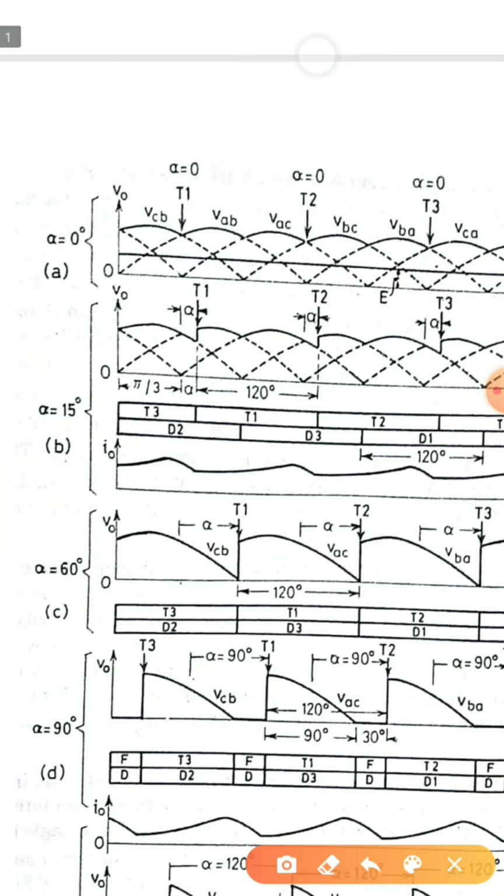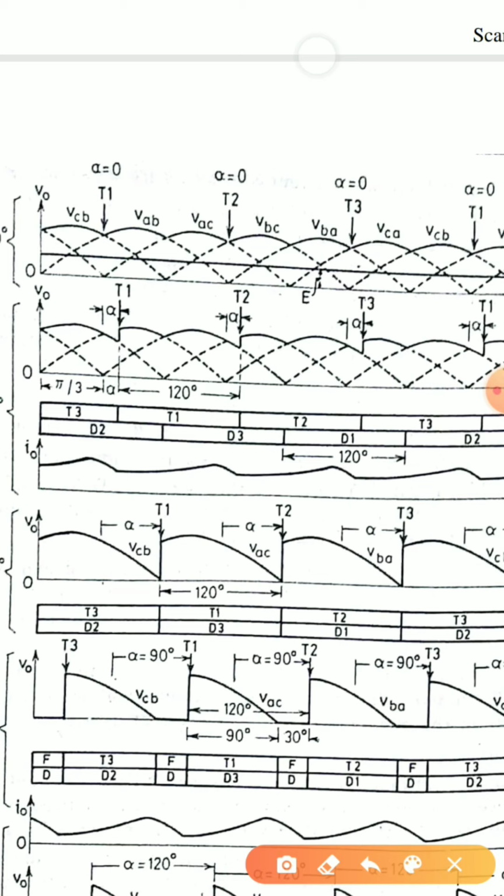Here we can clearly see that thyristor T1 will conduct for VAB and VAC. Thyristor T2 will conduct for VBC and VBA, and T3 will conduct for VCA and VCB. Now let us start here. Thyristor T1 is conducting at this duration, so it will conduct for VAB and VAC. Thyristor T2 will conduct for VBC and VBA. T3 will conduct for VCA and VCB.